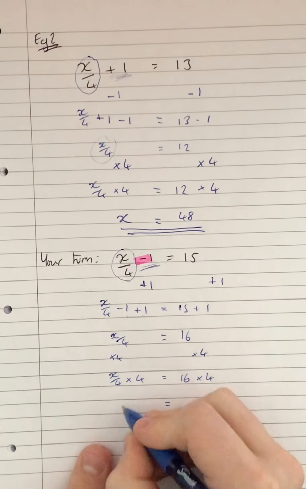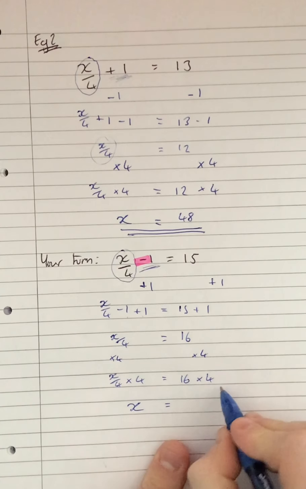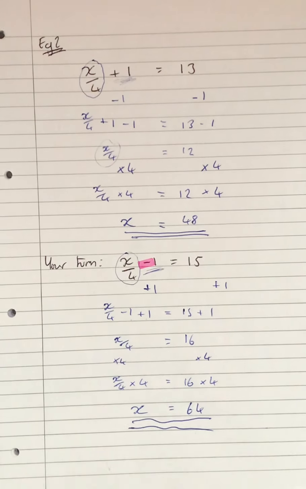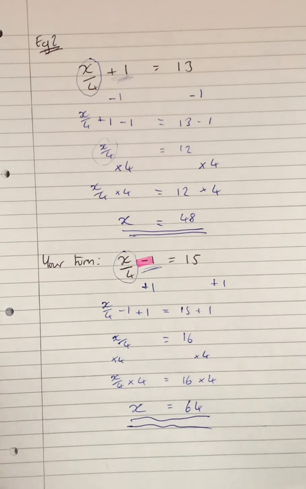Dividing by 4, timesing by 4, they will cancel each other out. 16 times 4 is 64. So hopefully you got that as your answer. And again, x can be a big number, guys. It's not a problem.